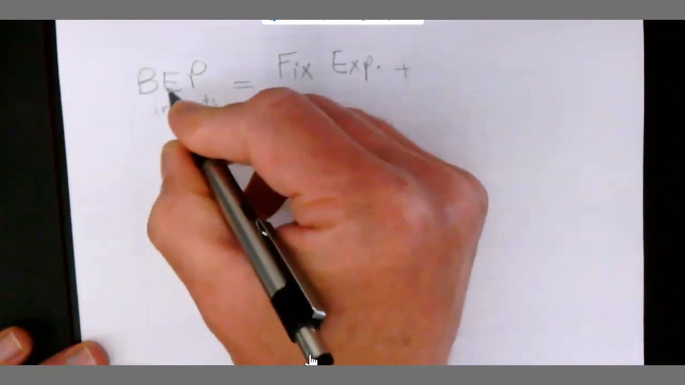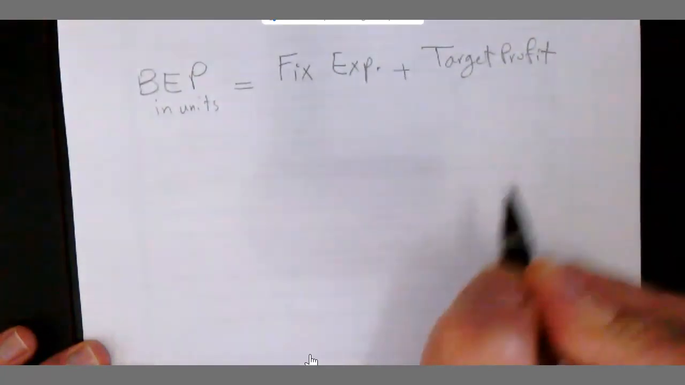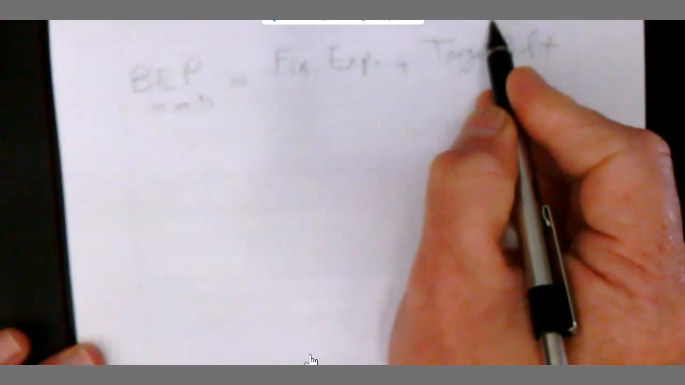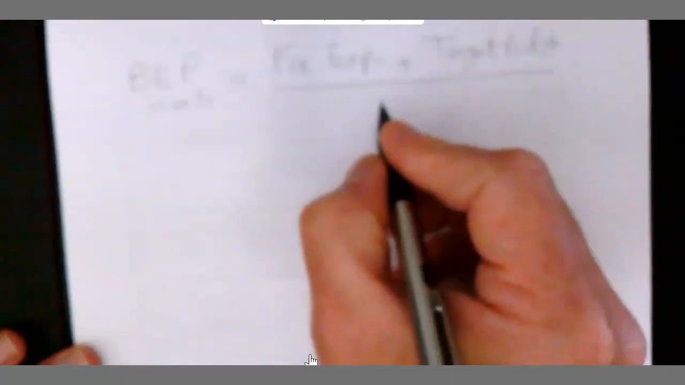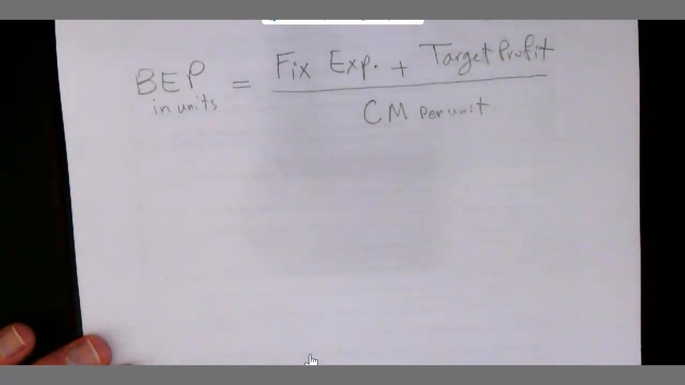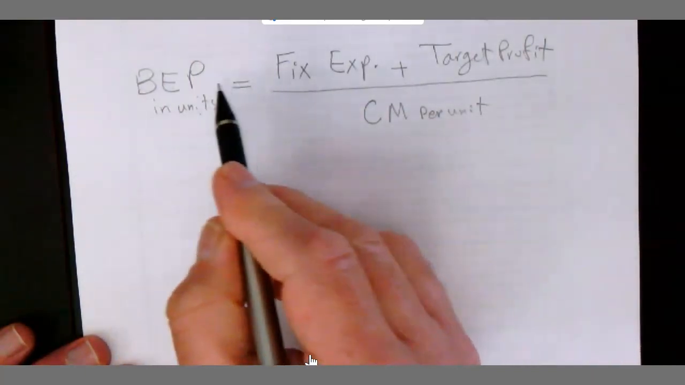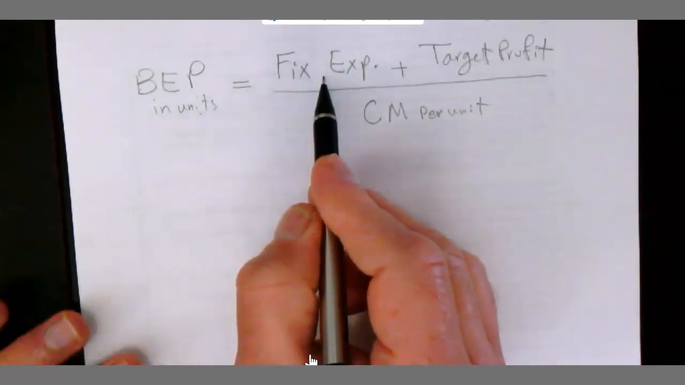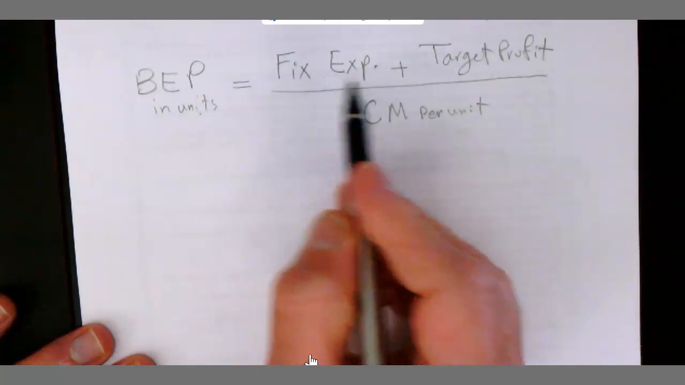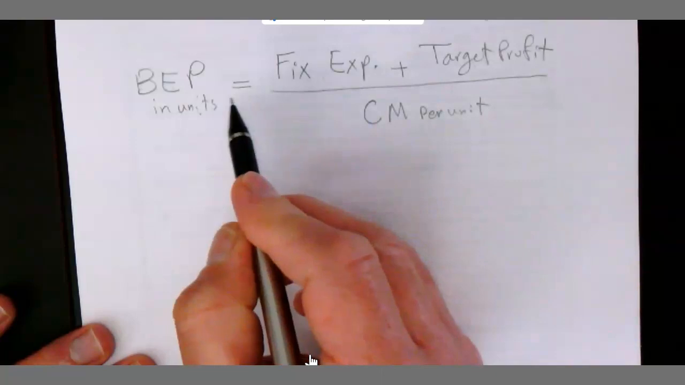Plus, because I want to calculate the break-even point, a target profit of 0. Because it's break-even point, your target profit is 0, obviously. Divided by contribution margin per unit. Unit, unit, unit, unit. Remember like that. So break-even point in units is fixed expenses, which is the most important issue for every business, how to pay for that, plus 0 target profit divided by contribution margin per unit. It gives you the break-even point in units.